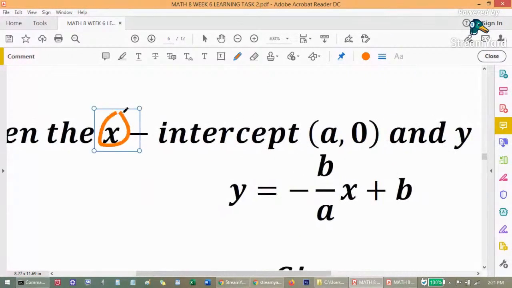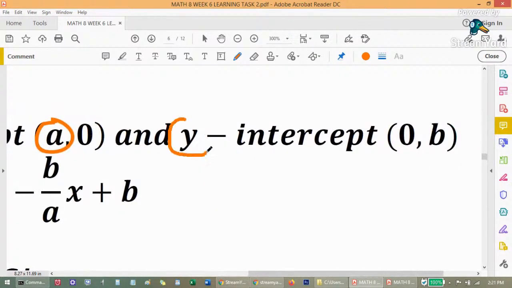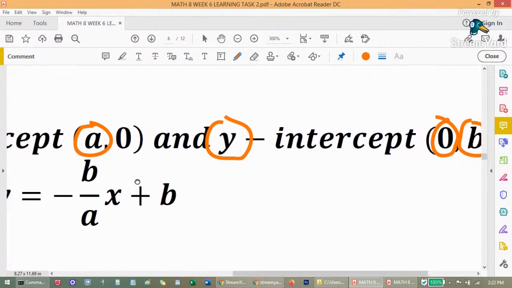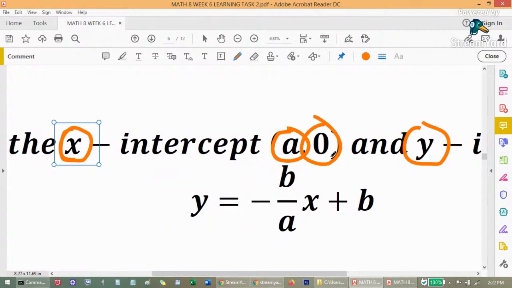Ang x-intercept, 0 ang y. Yung x-coordinate ang merong value. Okay? Susundan nyo lang to. Pag sinabing x, yung x ang may value. Pag sinabing y-intercept, yung y ang may value. 0 yung x. Okay, dito naman 0 ang y, kasi x-intercept.